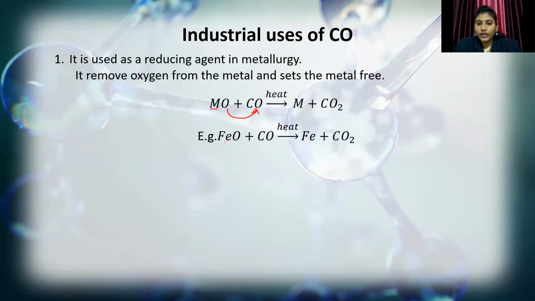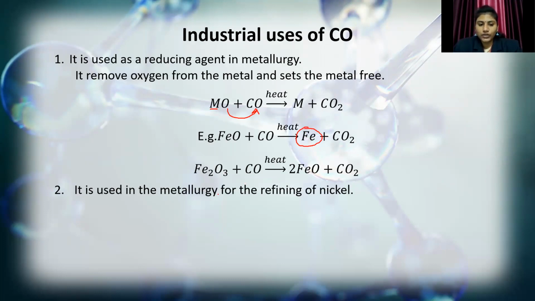Now we have iron oxide. Iron oxide is a mineral of iron. When it combines with carbon monoxide, it forms iron and carbon dioxide. So we get pure iron by treating iron oxide with carbon monoxide. Here carbon monoxide acts as a reducing agent. And the next reaction is with ferric oxide. The first one is ferrous oxide, the second one is ferric oxide. Here also oxygen is taken up by carbon monoxide, forming carbon dioxide.